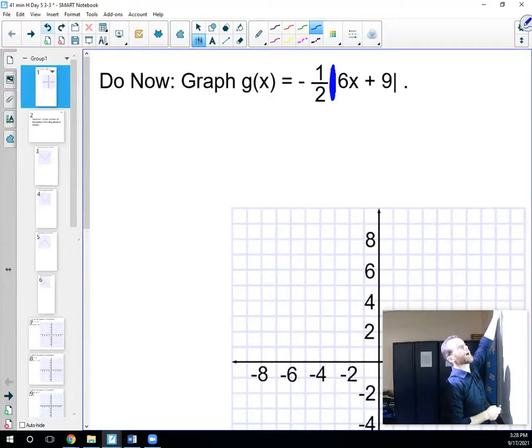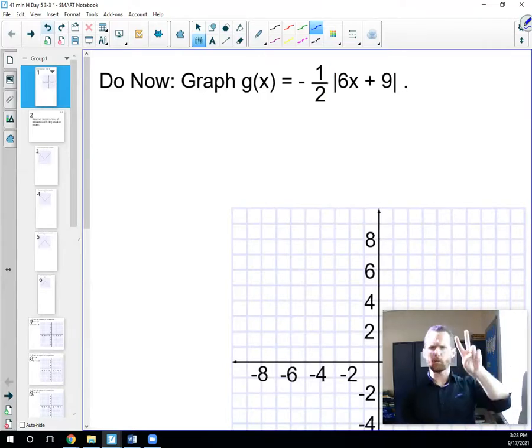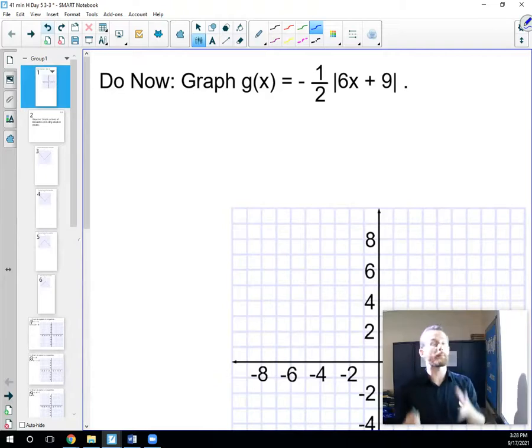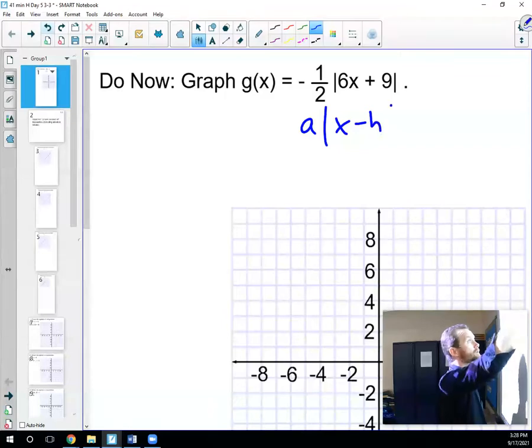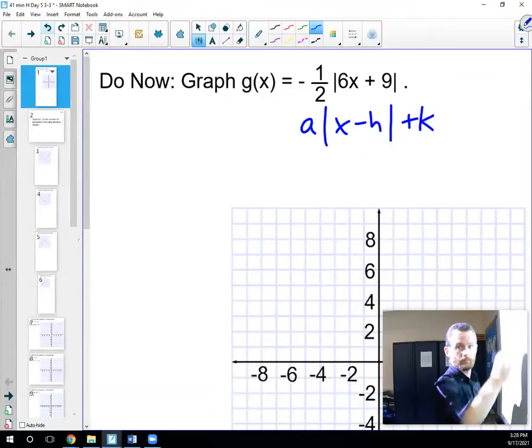One, you should think, okay, I know that we're going to have a V. It might be a right side V or an upside down V. We don't know that, but it's definitely going to be a V as soon as we see those absolute value bars. The next thing you should think is, oh, I need vertex form. I need this in the form a times the absolute value of x minus h plus k.